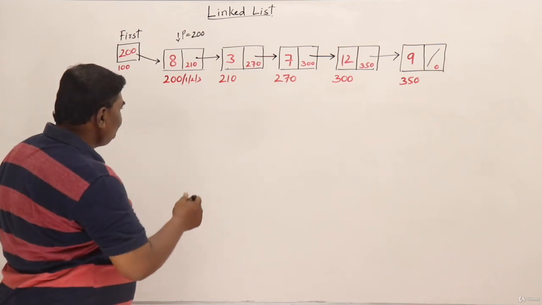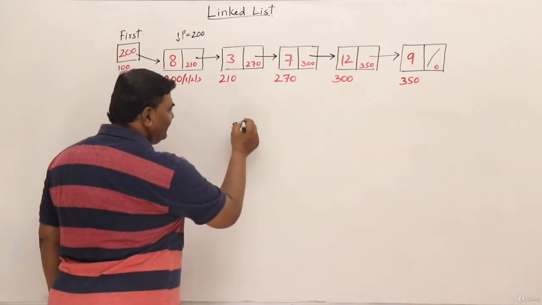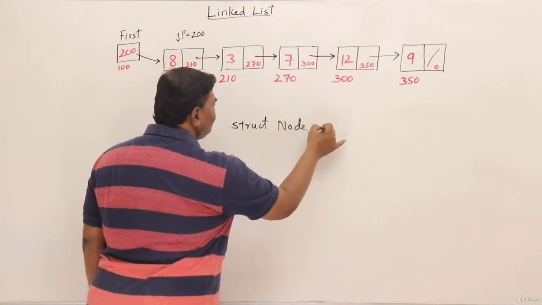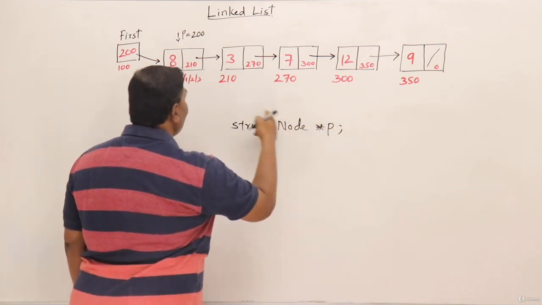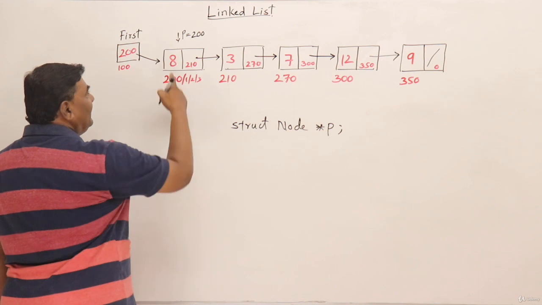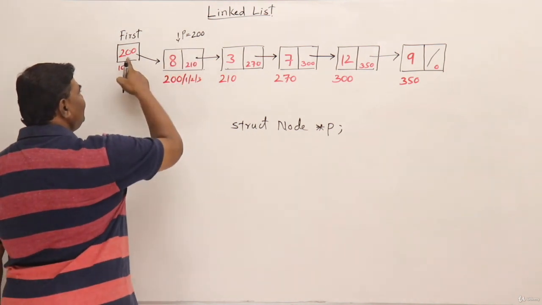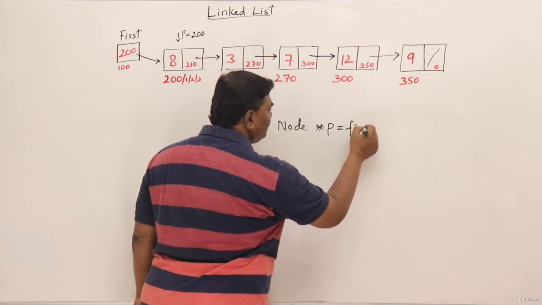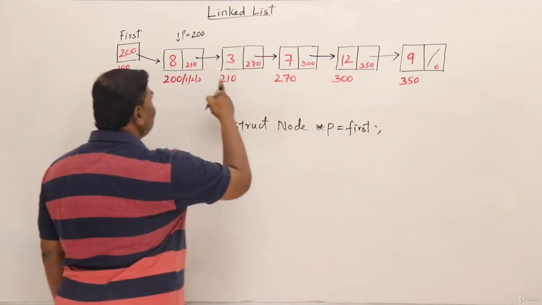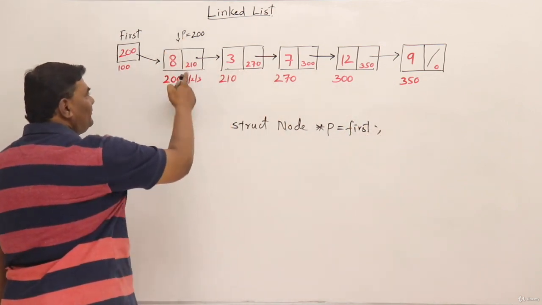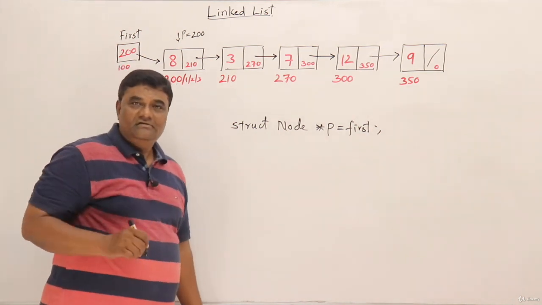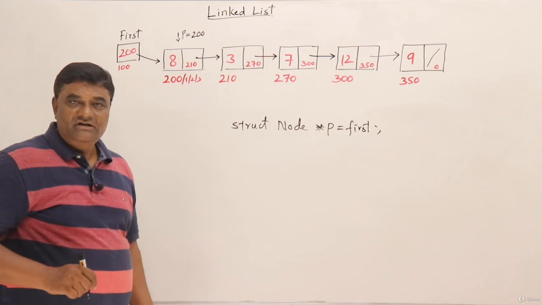So how can that be done programmatically? Say struct node star P. This is a pointer, and it has address 200, which means it is the same as first. So assign it with first. With this line, P will be a pointer pointing upon the same node where first is pointing. So we are on the first node.